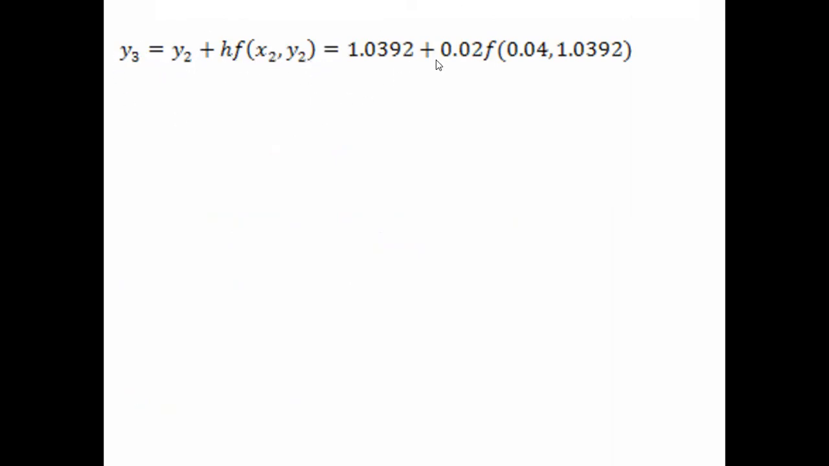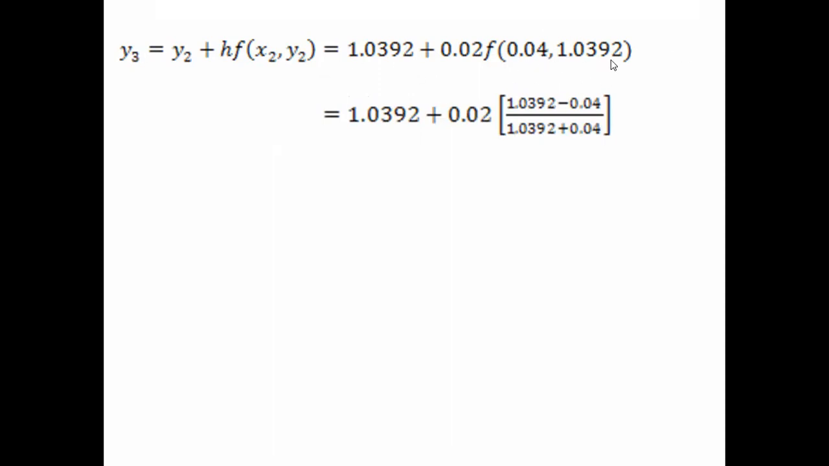So y2 is written here plus h is 0.02 into f of x2 comma y2. x2 is here 0.04. Its solution is 1.0392. Once f of x is written, you know how it is related. For every problem it changes. So that relation you have to write.